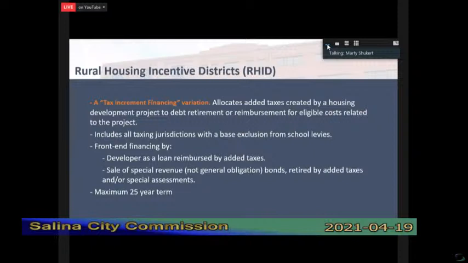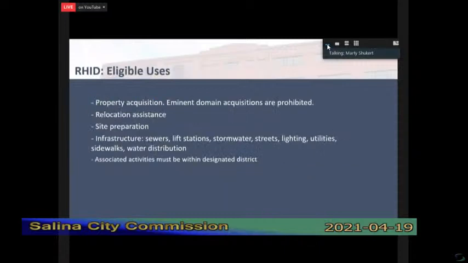But you can make it much shorter than that, and can vary that, and that may be something to think about as we think about the future structure and consideration of these districts. Next slide. What can you use an RHID for?